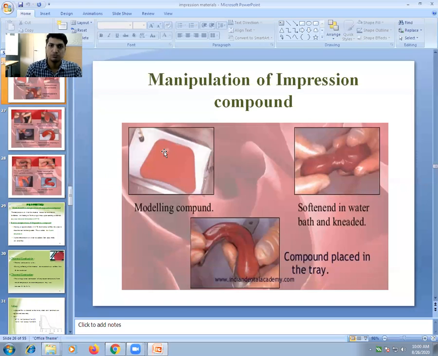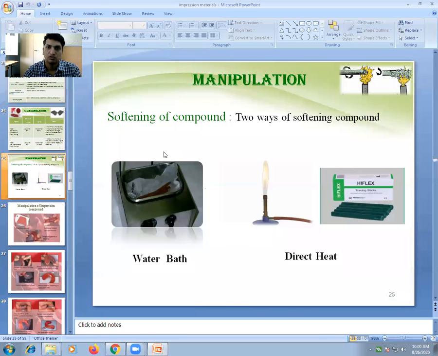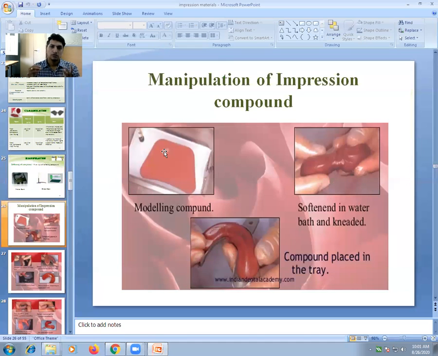Okay, now we put the impression compound in. We won't use boiling water. What happens if I use boiling water and put the impression compound in it? As we see in the composition, like beeswax and resins, they will leach out from the impression compound and it will lose its property. If I put impression compound in boiling water, all the ingredients will leach out into the hot water and you lose the softening property of your impression compound. That's why we use only 60 to 65 degrees centigrade water. Okay?